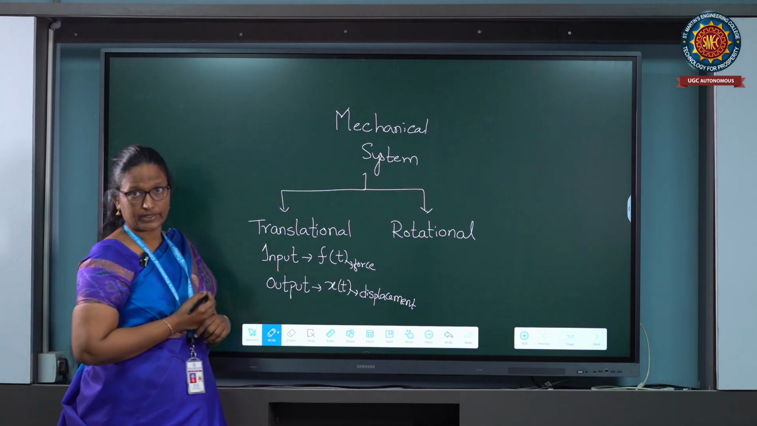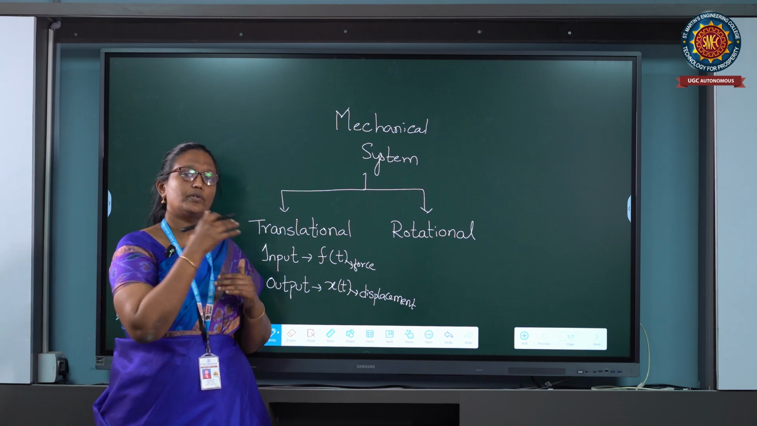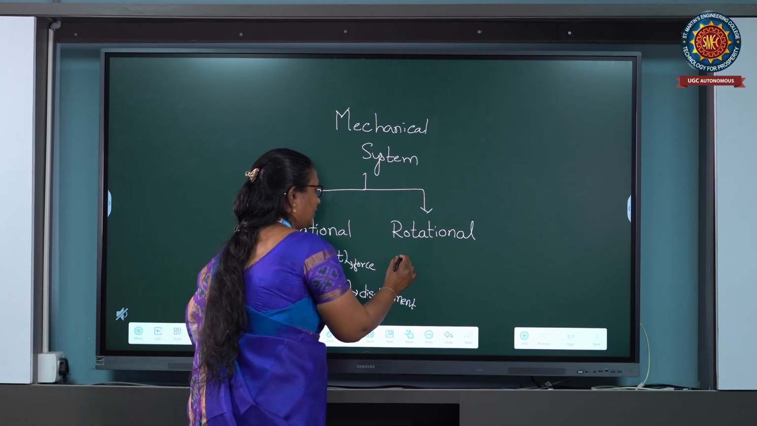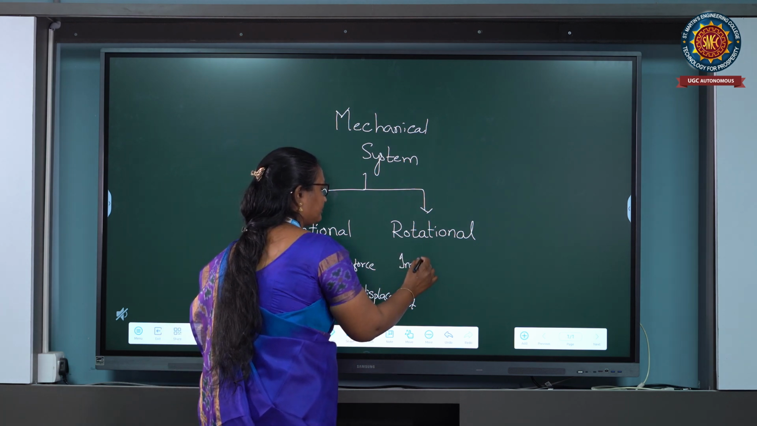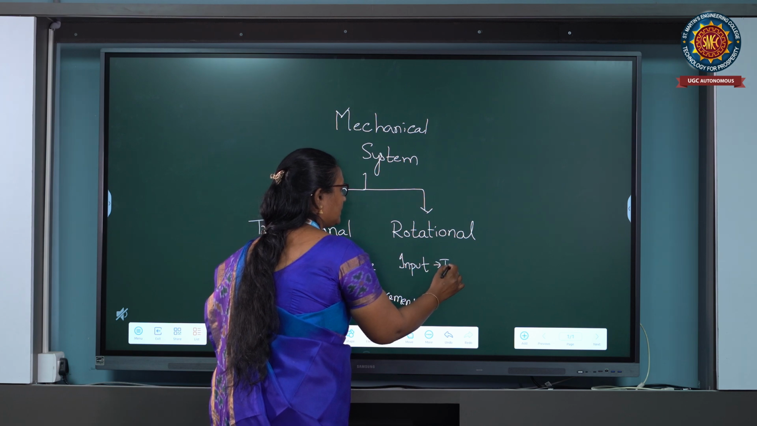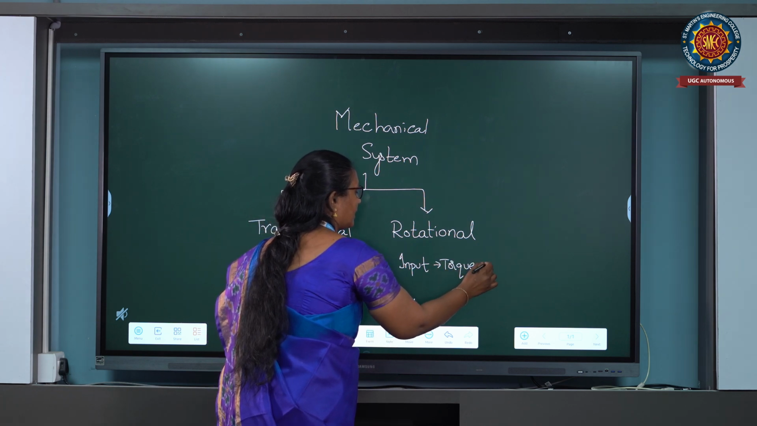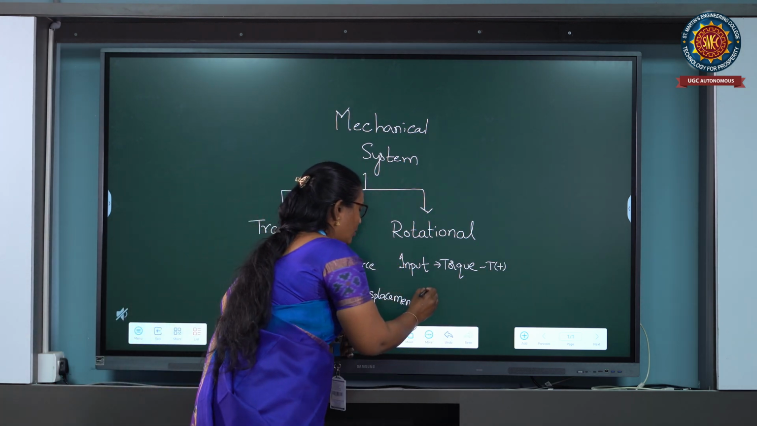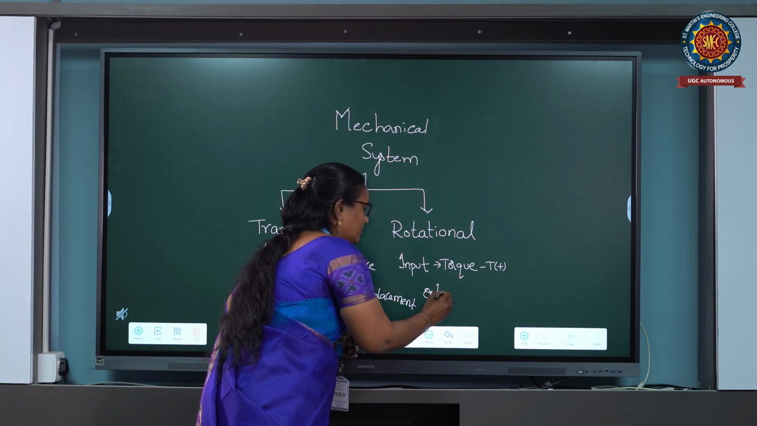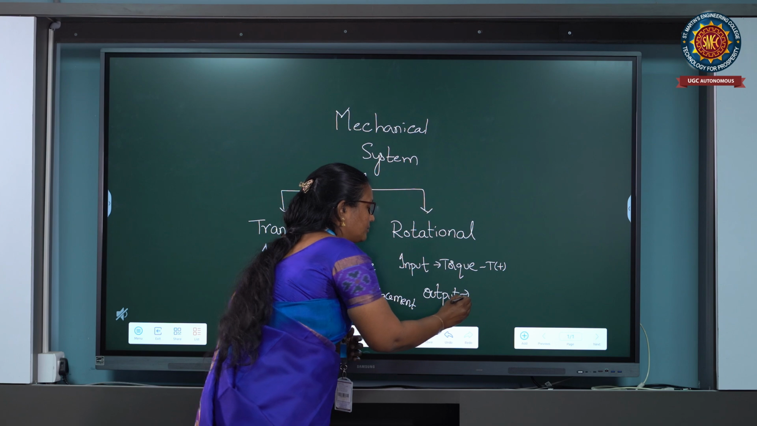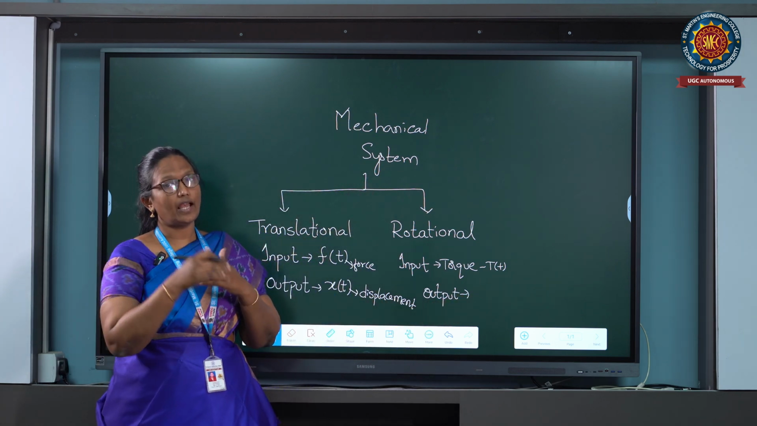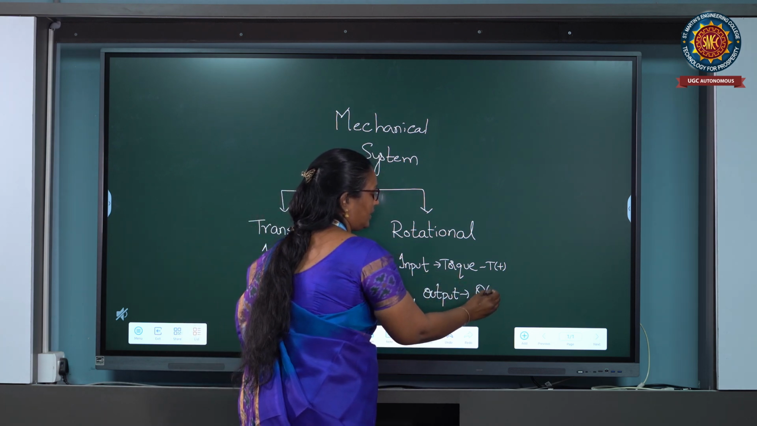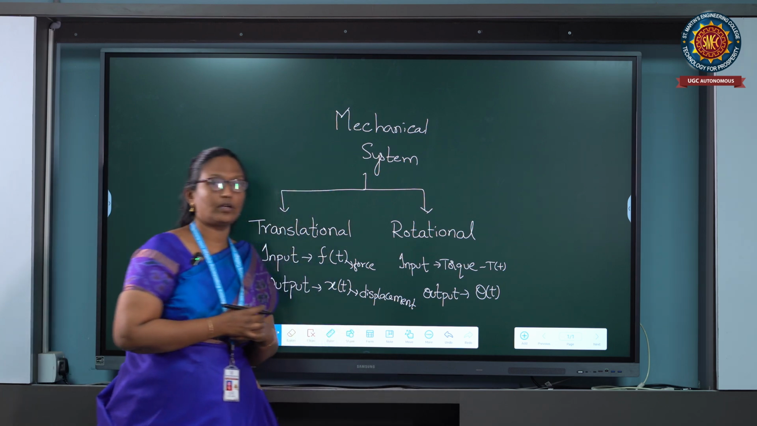Now coming to the rotational system, in this system the force is in rotating form, which we call torque. So here the input is torque, which is generally indicated with capital T of t in the time domain. Then for the output, since it is a rotational force, our output will not be a simple linear displacement but an angular displacement. Angular displacement is represented by the angle theta of t.